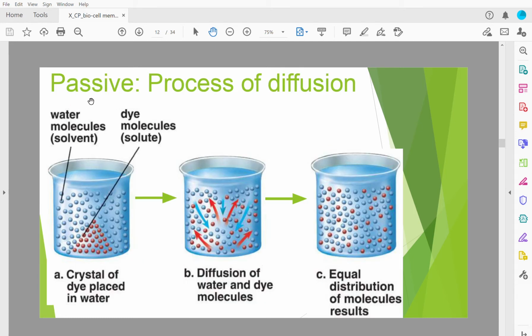Passive transport still. Process of diffusion. It's the same thing. This is a dye put in the water molecule surrounding. The dye is going to disperse equally around the water. That is diffusion, which didn't require any energy.